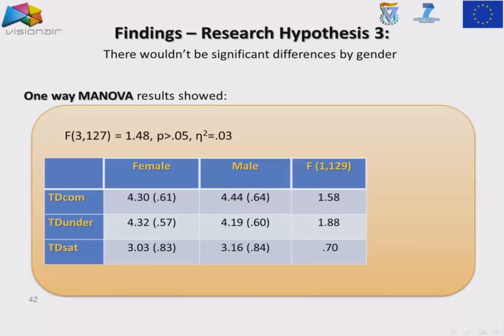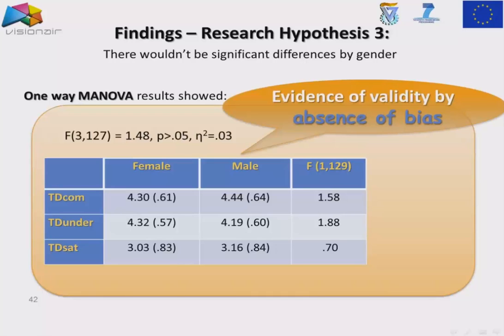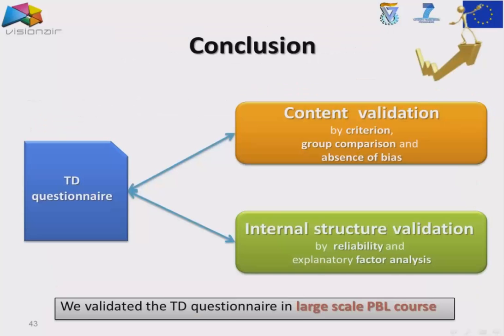As you can see, there are no differences in transactional distance between male and female, which means evidence for absence of bias by gender, which means we can use this tool for assessing the quality of collaborative learning, of collaborative working between peers. And as I hope you see, we validated the transactional distance questionnaire in the large-scale project-based course too.